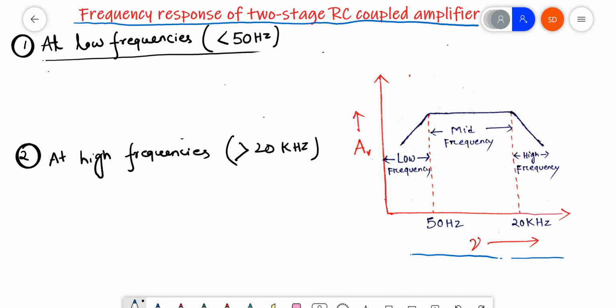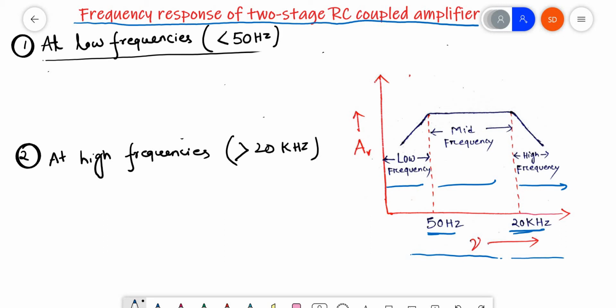So, we will be discussing the gain of the amplifier during low frequency, mid frequency, and high frequency. Low frequency means when the frequency is less than 50 hertz. Mid frequency means between 50 hertz and 20 kilohertz, and high frequency means above 20 kilohertz. So let's discuss the low frequency case, that is less than 50 hertz.